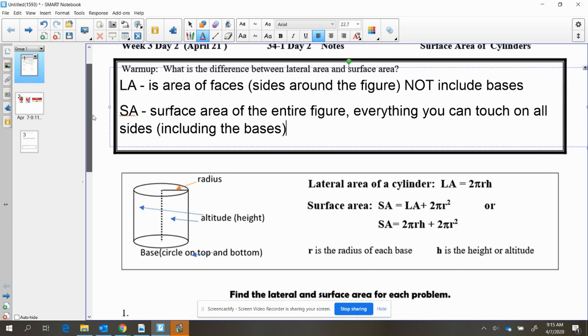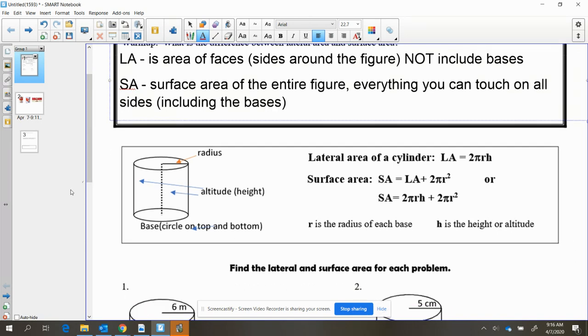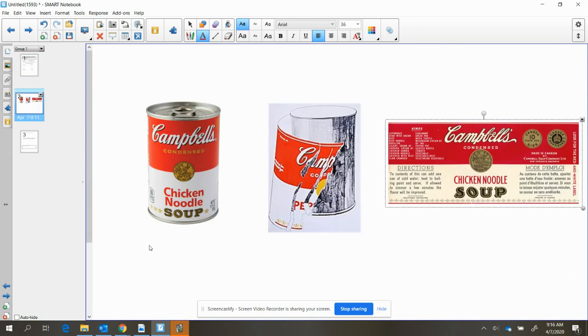lateral area and surface area of cylinders. Now a cylinder and a prism work extremely similar, except in our cylinders, our bases are not going to be polygons, they're always going to be circles, right? So we're going to have surface area that will include those circular bases and lateral area that will just include around our figure. Now, I like to always think of lateral area of a cylinder like a soup can, right?